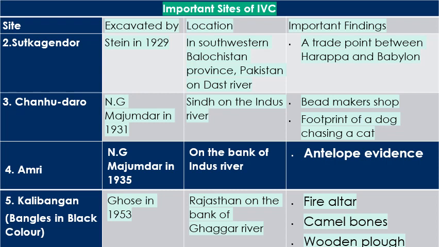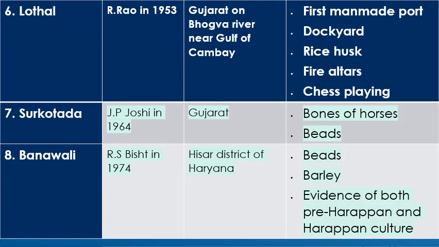Antelope evidence. Kalibangan, which means bangles in black color, discovered by Ghosh in 1953, Rajasthan, on the bank of Ghaggar river. Findings: fire altar, camel bones, wooden plough. Lothal, S.R. Rao, Gujarat, on the bank of Bhogava river near the Gulf of Khambhat. First man-made port dockyard, Lothal. Findings: rice husk, fire altars, chess game.